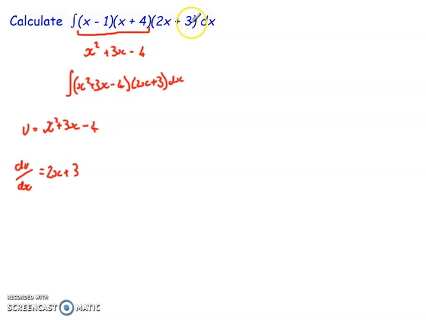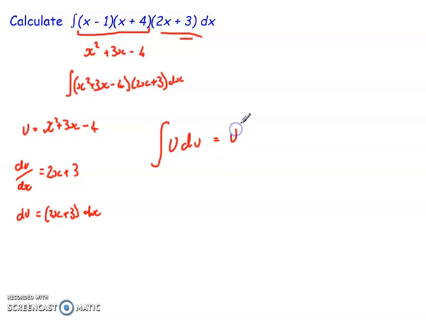Well look, I've got a bracket here of 2x plus 3. So if I then jig that about, I could say that du is equal to 2x plus 3 dx. So I can use that substitution in this part here, and I can use the substitution for u for this first bit. So my integral then quite simply becomes the integral of u du.